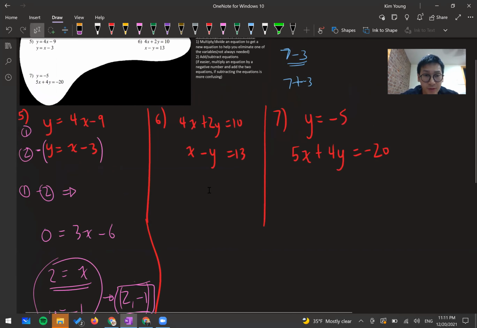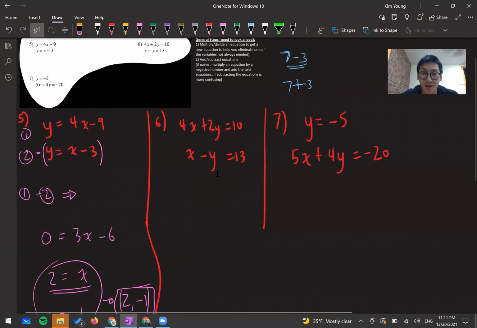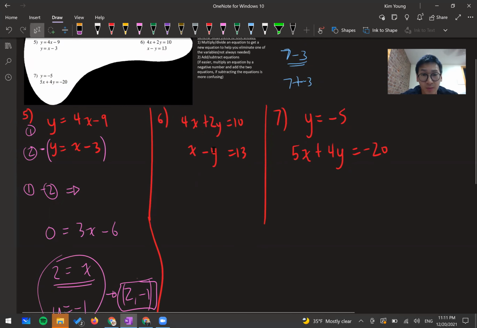All right, number 6. Once again, you have options here. You want to pick a variable to eliminate. Here I'm going to change it up. So instead of subtracting, let me make these two. First let me eliminate the x's.